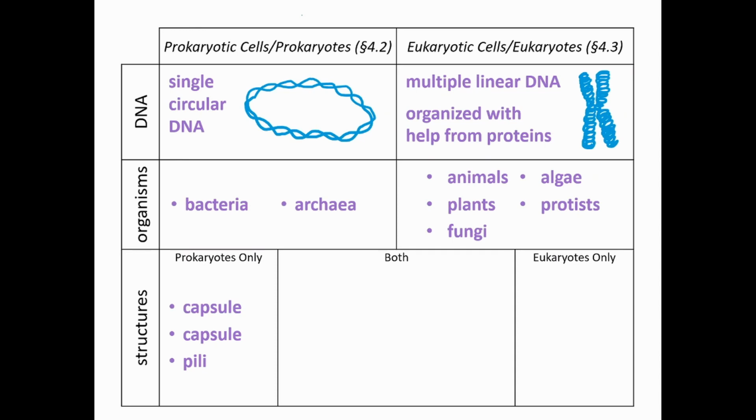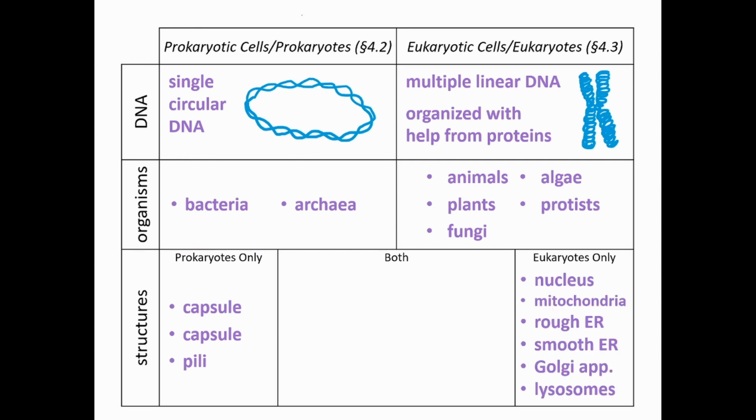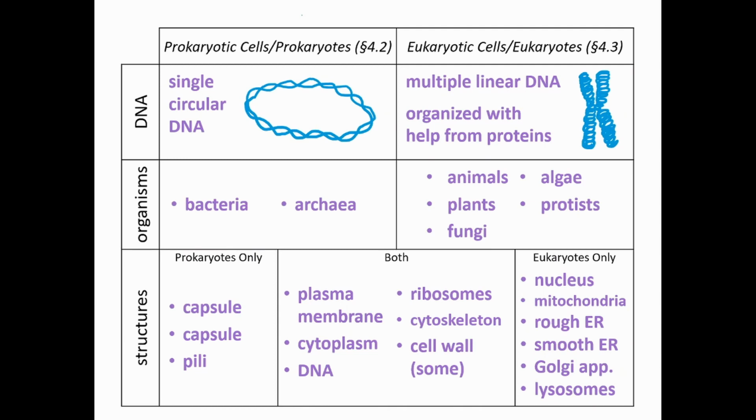If we look at structures that are only found in prokaryotes, we look at things like the capsules and the pili. Eukaryotes have the organelles, including the nucleus, mitochondria, rough and smooth ER, Golgi apparatus, and lysosomes. And then both groups have a plasma membrane, ribosomes, cytoskeleton and cytoplasm, DNA, and in most occasions or some occasions a cell wall.